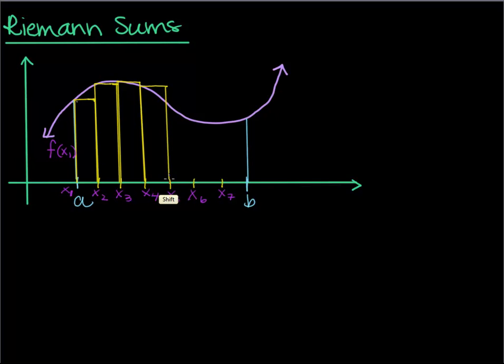Why am I doing rectangles again? Because they're easy to find the area of. So what we're doing now is an approximation of the area underneath this curve using shapes that we know. At x sub 6 again, I'm going to come up, grab the function. That's going to determine the height of my rectangle, and then I'm going to come down.